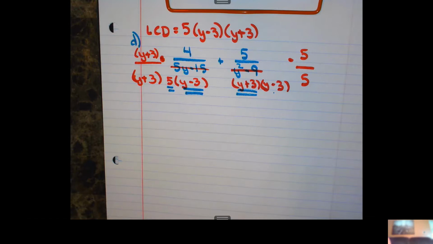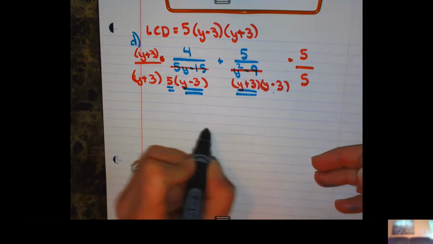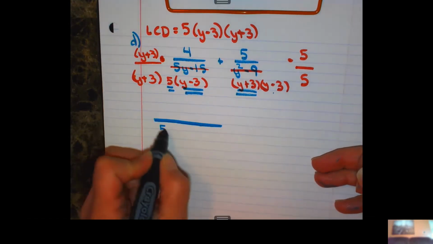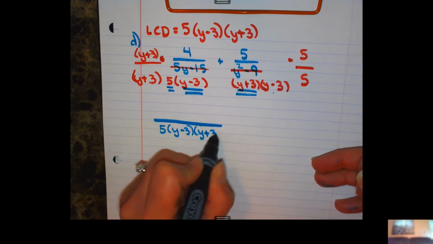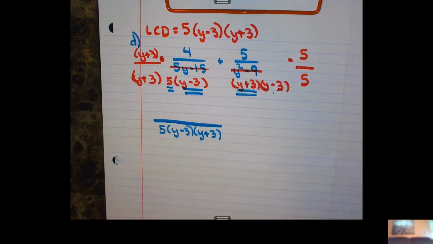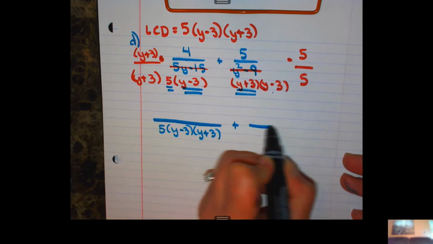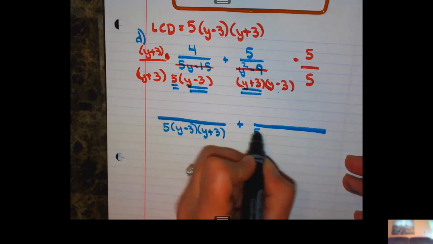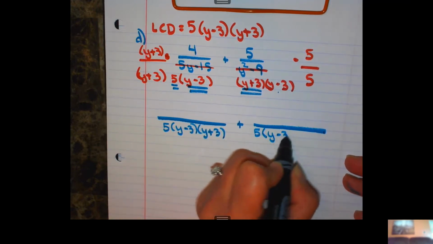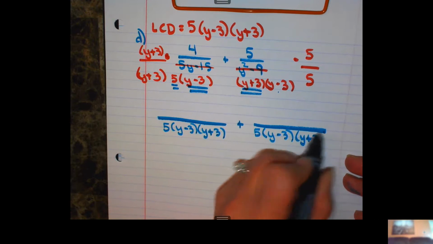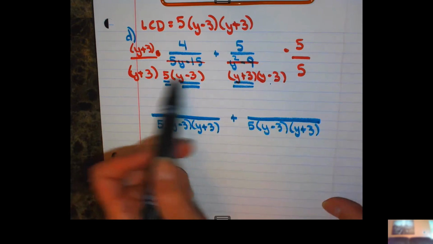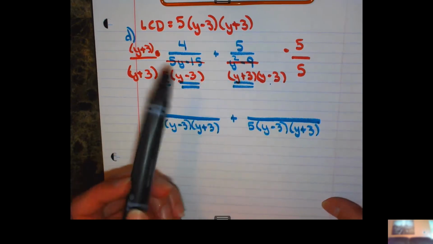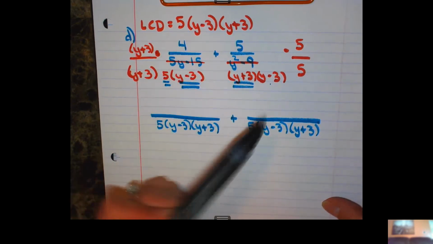So when we rewrite this, our two new fractions are going to have the 5, the y minus 3, and the y plus 3 underneath it. It doesn't matter the order as long as every piece of the LCD is there. So I'm going to write both of these fractions with my new denominator. And now I'm going to multiply the top and see what I get. So again, we had to factor in order to find the LCD, and the LCD was one of everything that we had in the bottom.